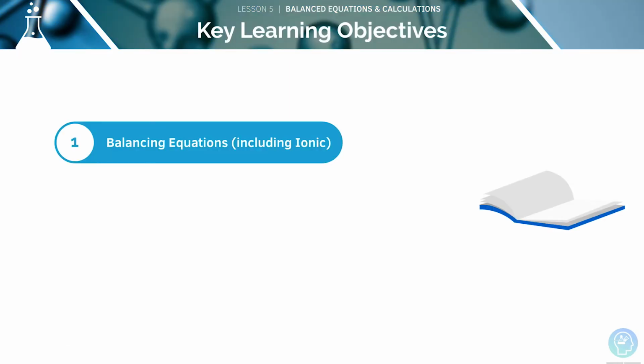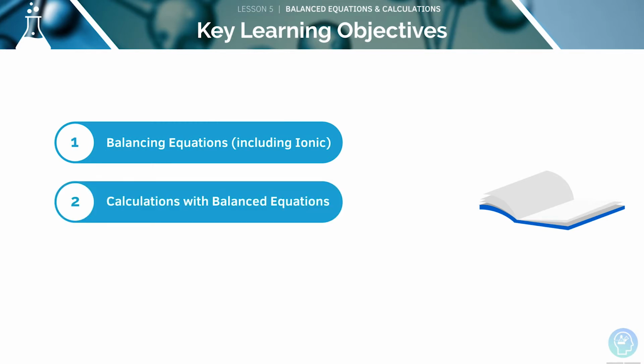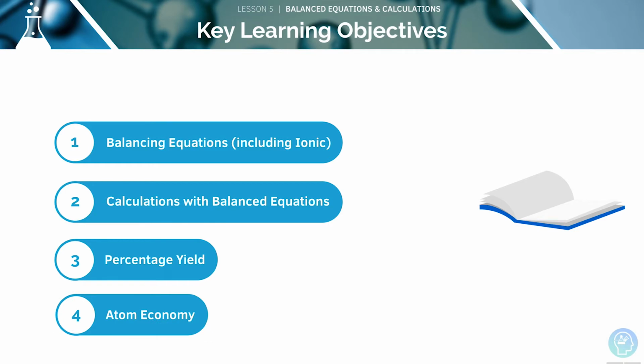Here are the key learning objectives for this lesson. We'll start off with looking at how to balance equations, move on to calculations with these, look at percentage yield, and finally we will cover atom economy. To make things easier, we will split this tutorial into 2 separate parts. The first will be on balancing equations, and the second will be on percentage yield and atom economy.